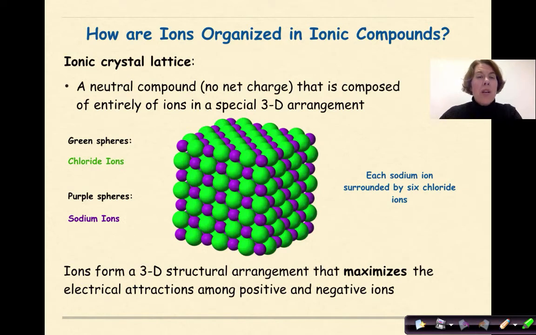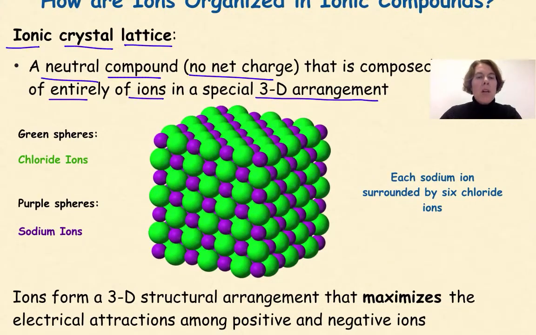Ionic compounds are organized through an ionic crystal lattice, something similar to this one right here. This is a neutral compound, in other words, no net charge, that is composed entirely of ions in a special three-dimensional arrangement. If we look at this model right here, the green spheres are representing chloride ions, and therefore they will have a negative charge associated with them. The purple spheres represent sodium ions, and they will have a positive charge associated with them.